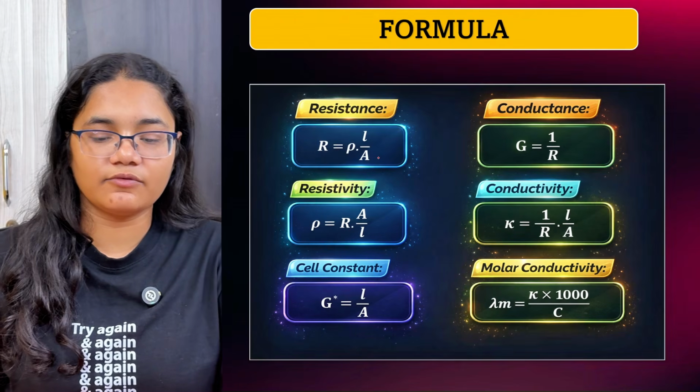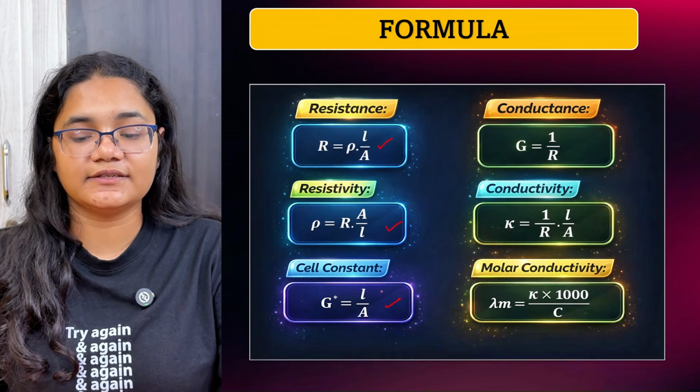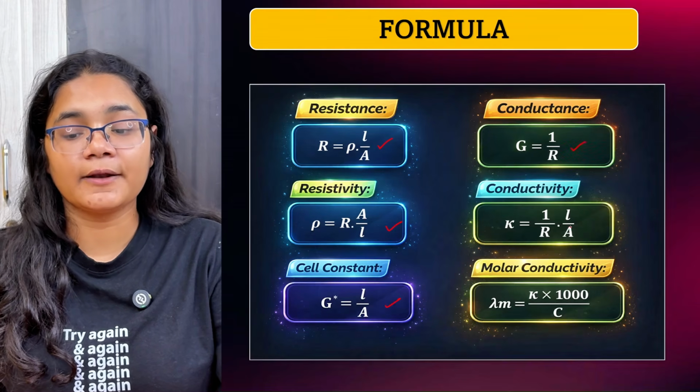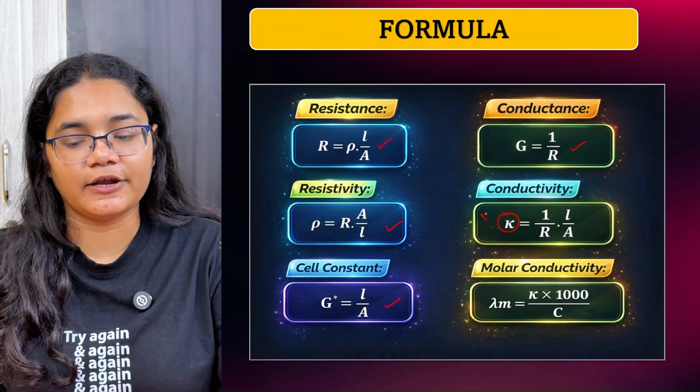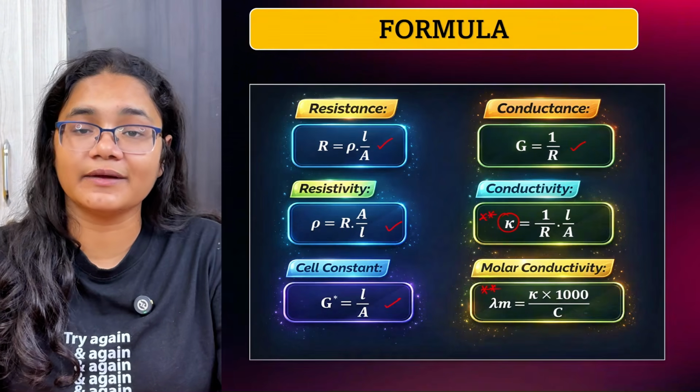Next, here are the important formulas: R equal to rho into L by A, rho equal to R into A by L, G star is equal to L by A, G equal to 1 by R, conductivity value kappa is equal to 1 by R into L by A. This is the most important formula, and molar conductivity is kappa into 1000 by C.